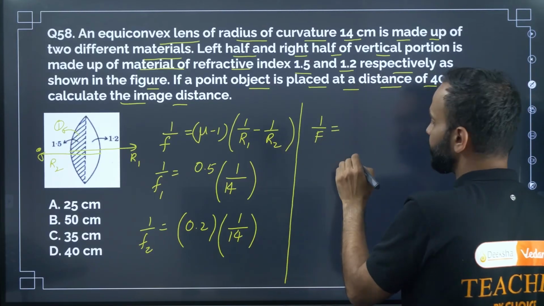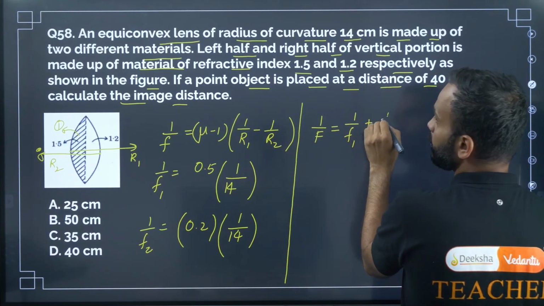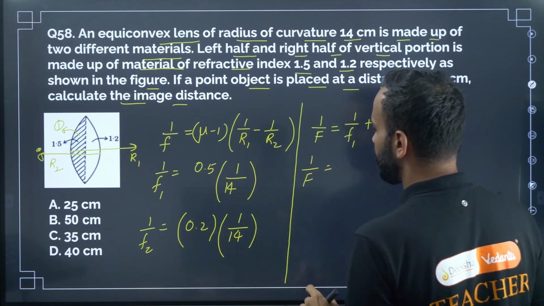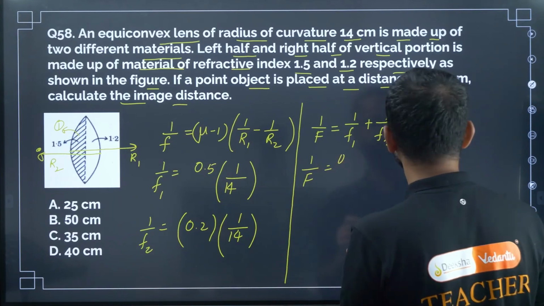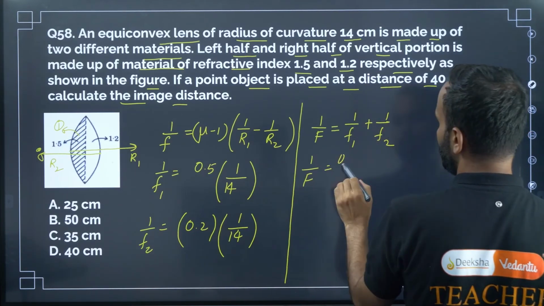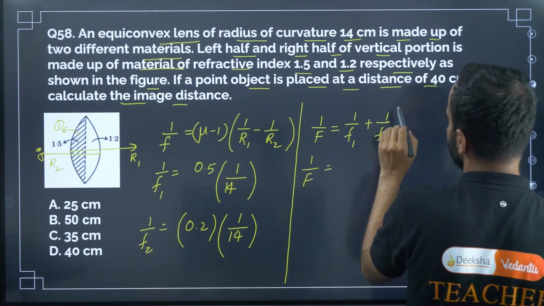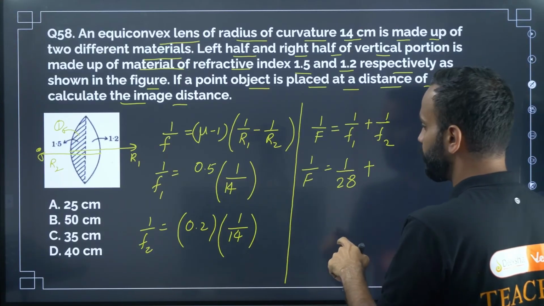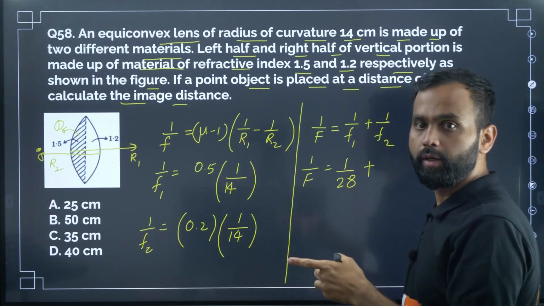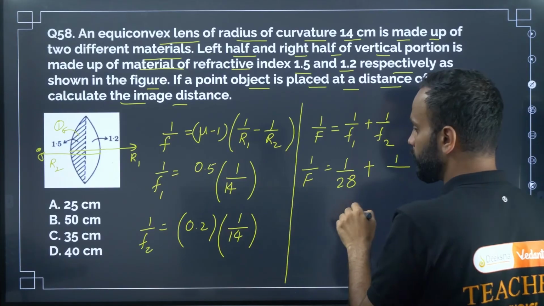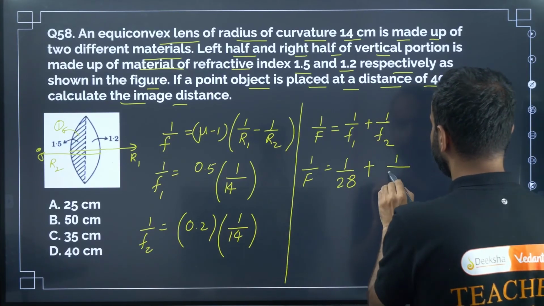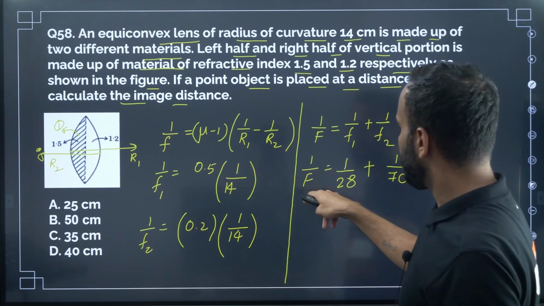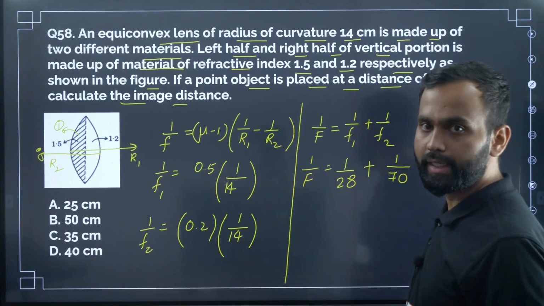So 1 by capital F is equal to 1 by f1 plus 1 divided by f2. So 1 divided by f equal to 1 divided by f1, that is 0.5 divided by 14, right? So 0.5 by 14 is 1 by 28, plus 1 divided by f2. 1 divided by f2 will be 0.2 by 14. What is 0.2? 0.2 is 1 by 5, right? So 5 into 14 is 70, so 1 by 70. Okay, we have the net focal length.